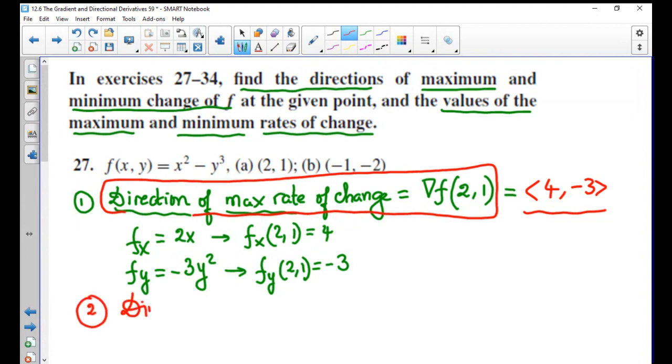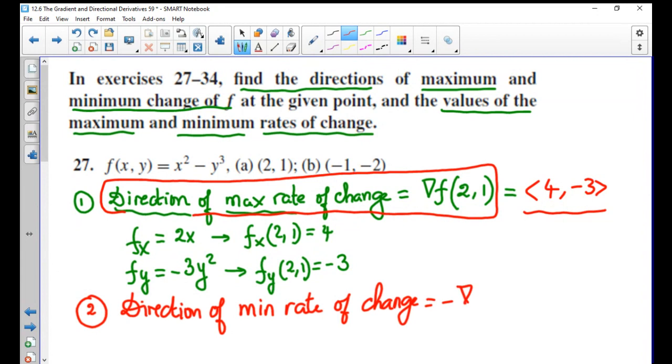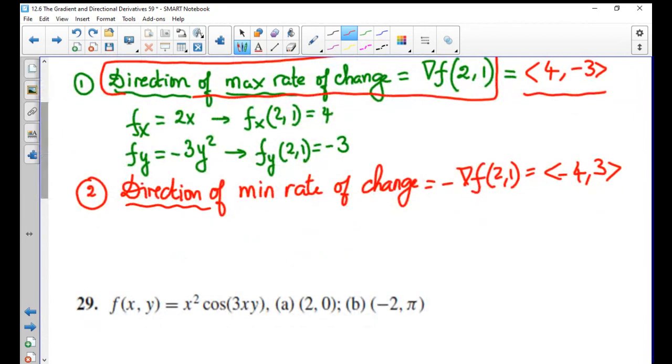Direction of minimum change is minus the gradient. Minimum rate of change, so please memorize all of this, is minus the gradient. So it's basically the other direction. So it's going to give you (-4, 3), like this. Direction of minimum rate of change.